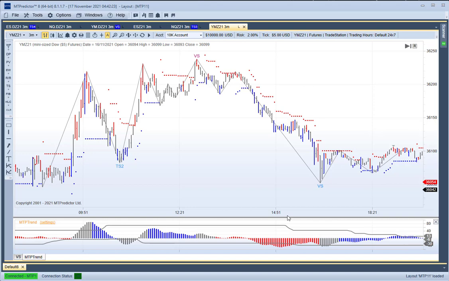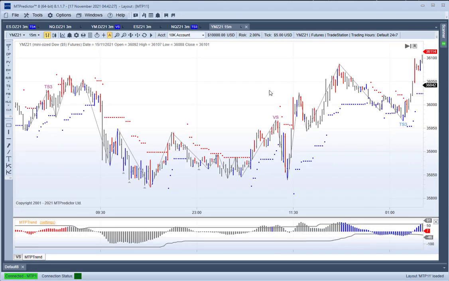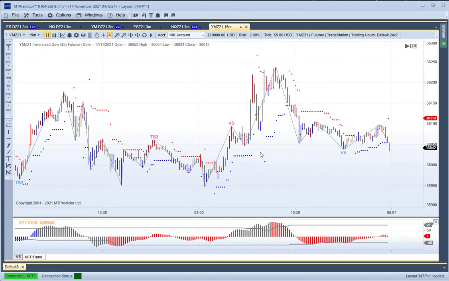And for that we go to the higher time frame. So if you're on a 3-minute chart, you go out to the 15-minute chart. If you're, say, on a daily chart, you go out to the weekly. If you're, say, trading Forex or maybe hourly chart, you'd go out to the 4-hourly chart. So a time frame between 3 and 5 time frames higher.